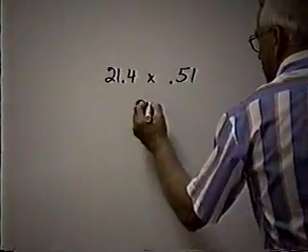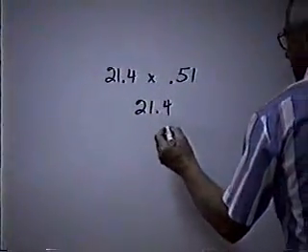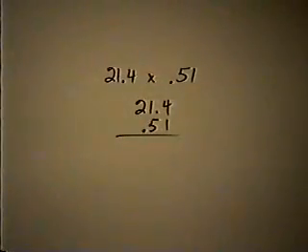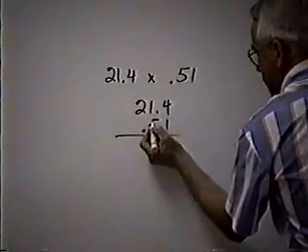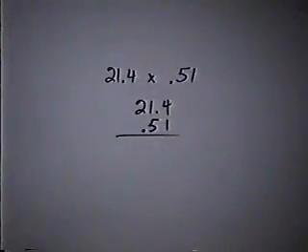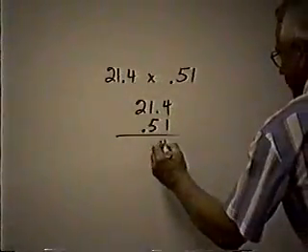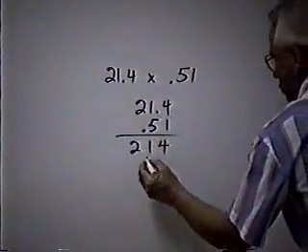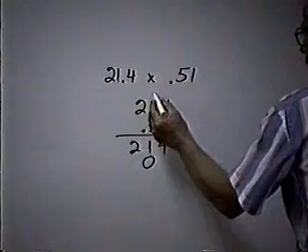So put 21.4, and I'll put the 1 and the 5 here. Just lining up the numbers now, don't line up the decimal places. Alright, so 1 times 4 is 4, 1 times 1 is 1, 1 times 2 is 2. 5 times 4 is 20. Write down the 0, carry a 2.